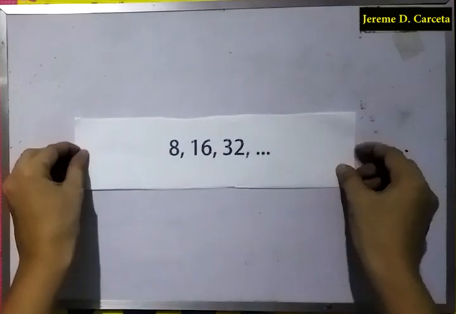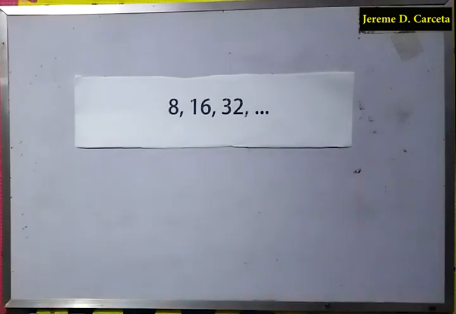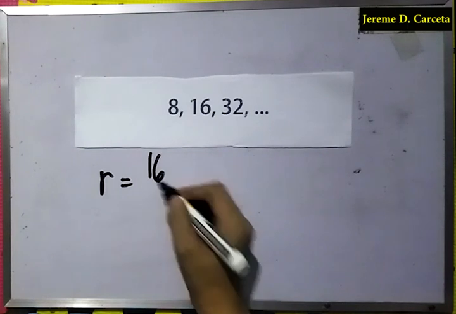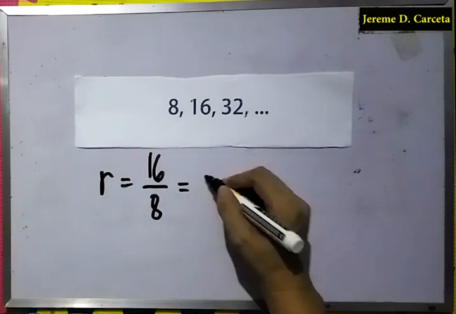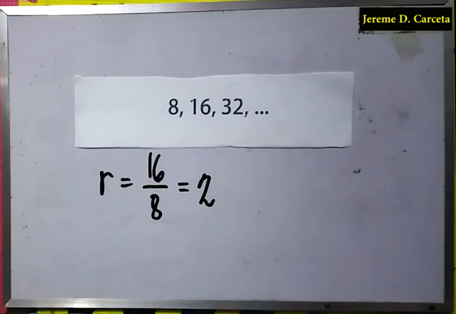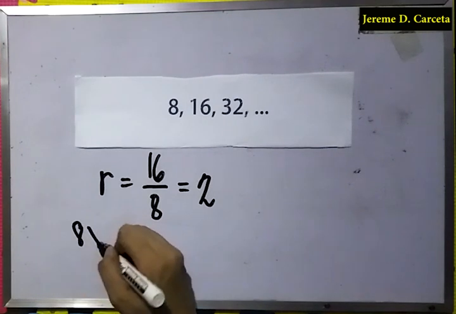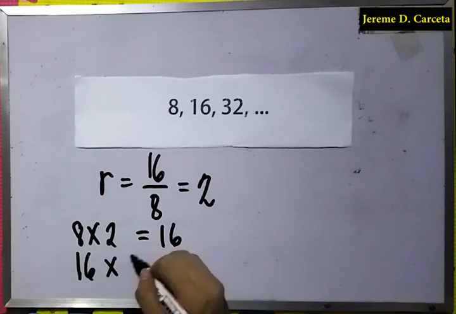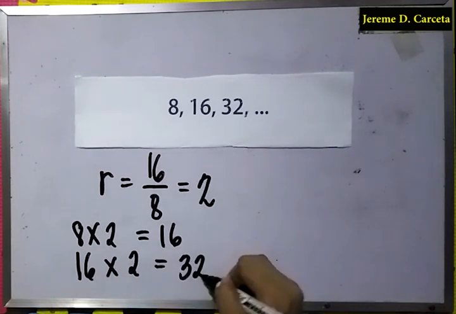So let us have other examples. Let us take 8, 16, 32, and so on. This one is considered a geometric sequence, because the common ratio here would be 16 over 8, which is equal to 2. So as we do that, we have 8 times 2 is equal to 16, and 16 times 2 is equal to 32.